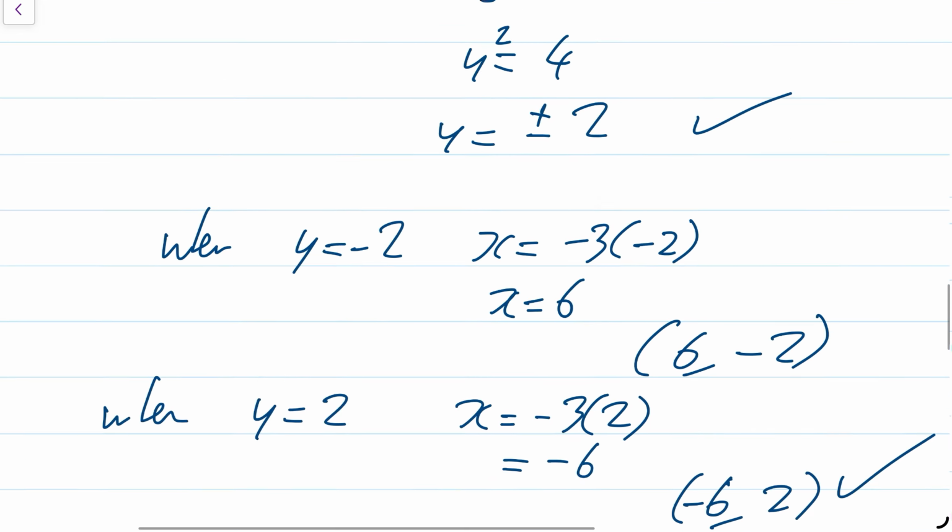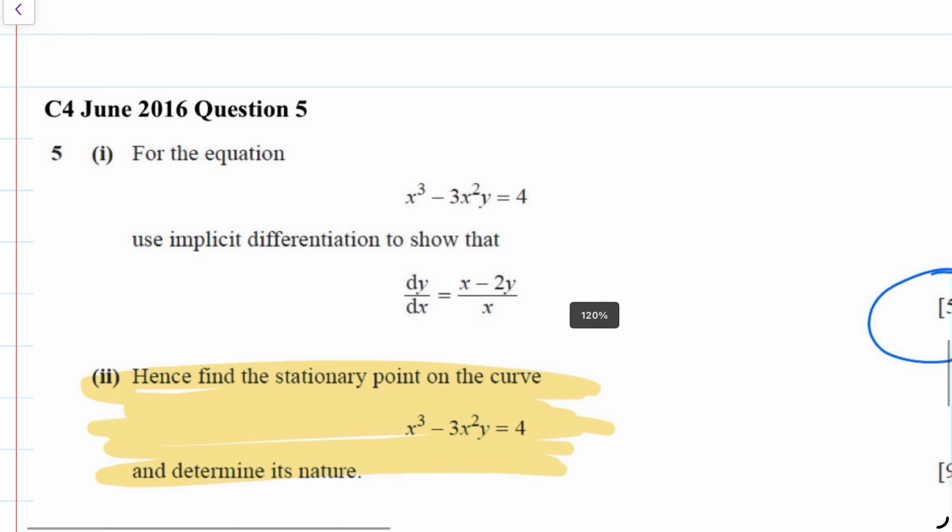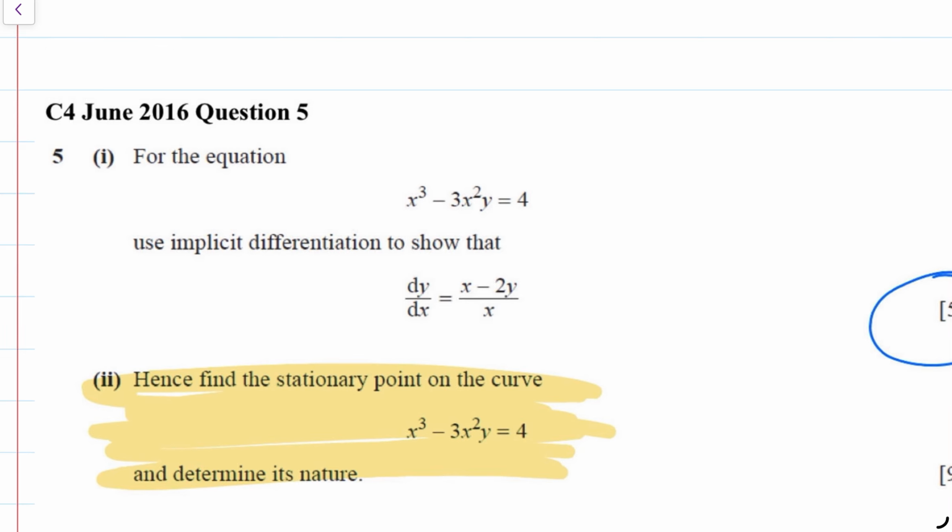Okay, there's another example like this, very similar one from C4 June 2026, question 5. Good wee example there, very similar method to this one.